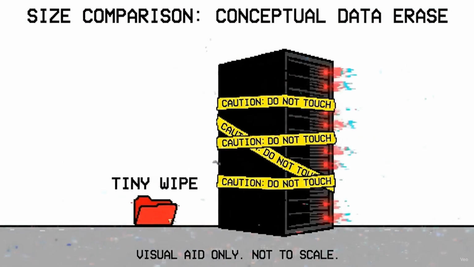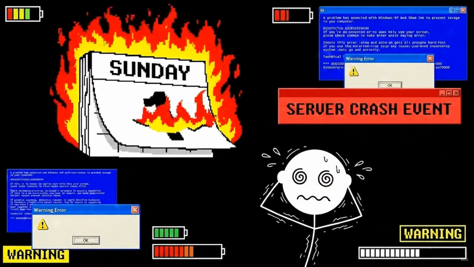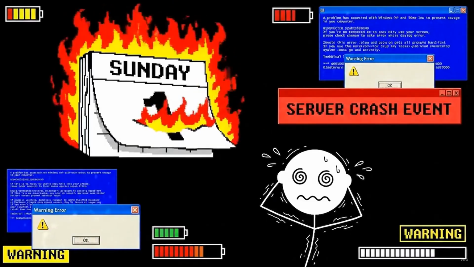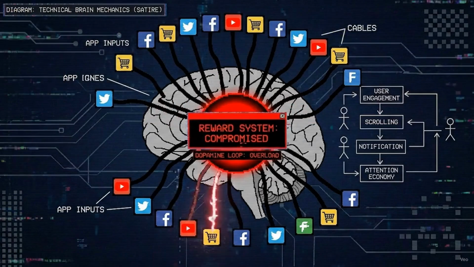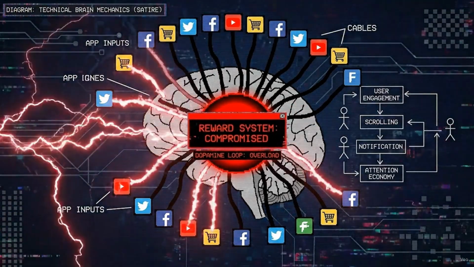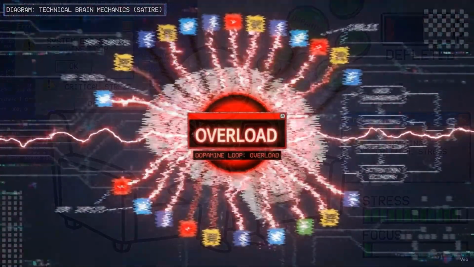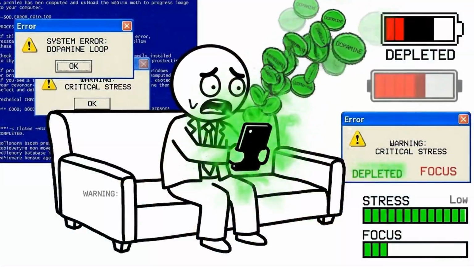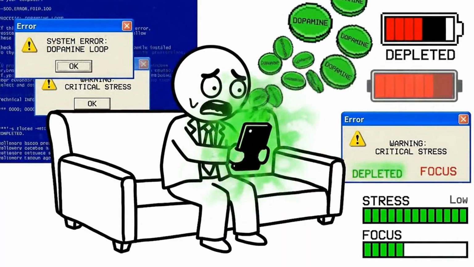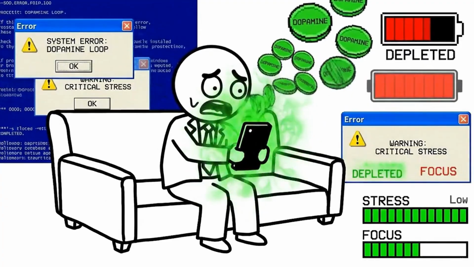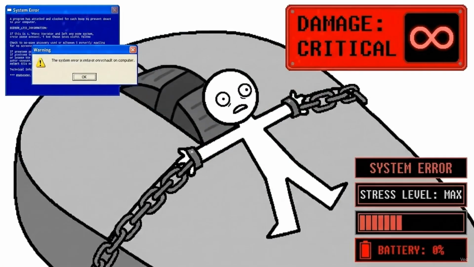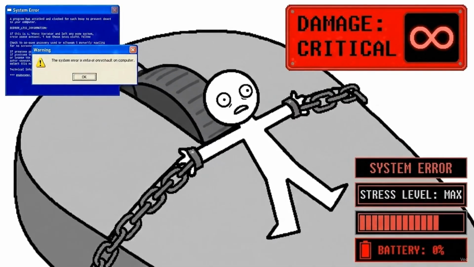If you think this tiny location-based memory wipe is annoying, just wait until you see the massive system crash we are analyzing this Sunday. We are dropping a full 20-minute deep dive on how modern algorithms completely hack your brain's core reward system. Social media devs did not just find a bug in your Pleistocene OS. They wrote a malware to drain your dopamine. It is an infinite doomscroll softlock, and the damage is critical.